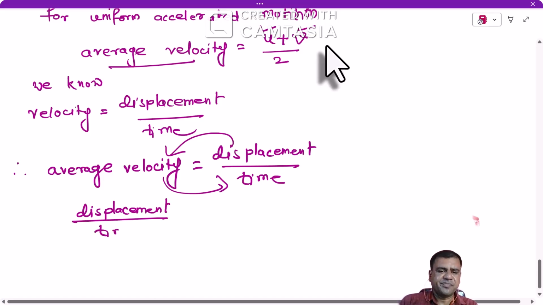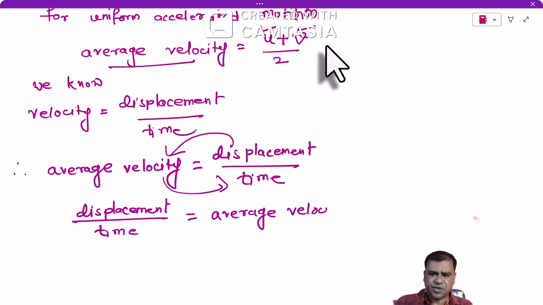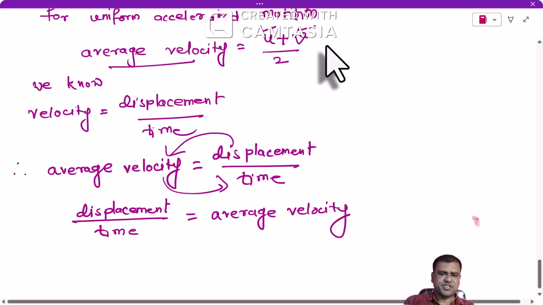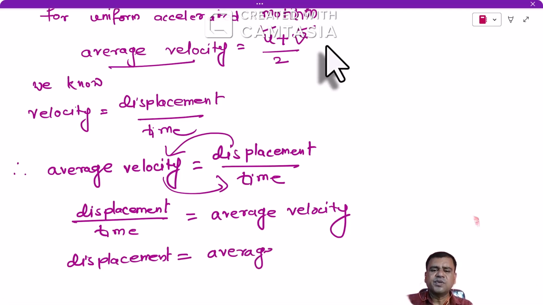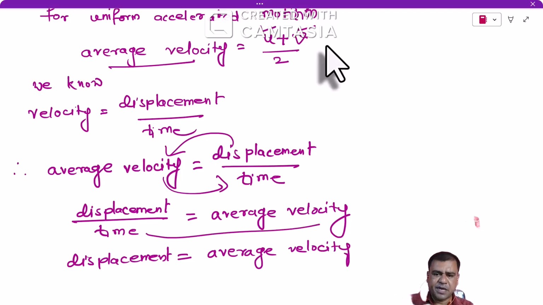Displacement divided by time is equals to average velocity. We get this equation. Now this displacement can be written as average velocity multiplied by time. In the symbolic representation, the displacement is represented by s.